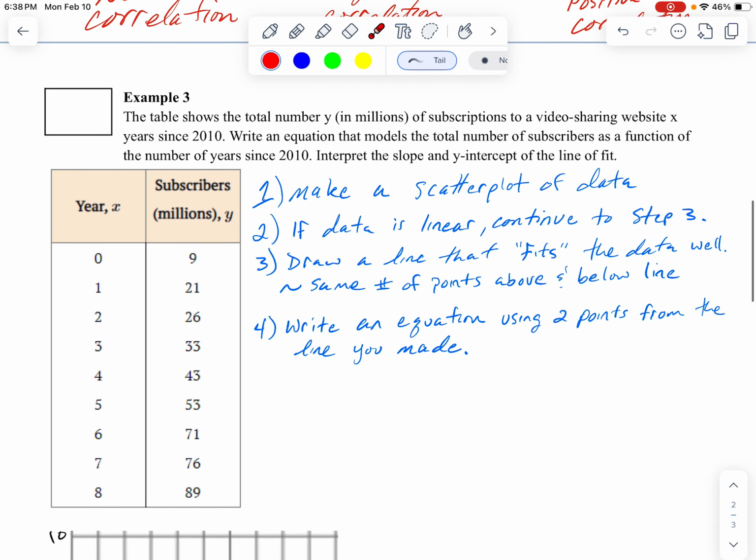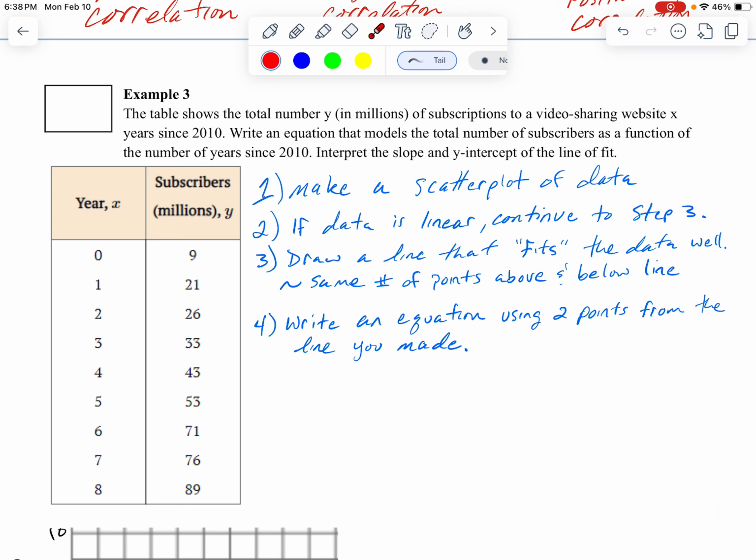Moving on to our final example, we are going to write the equation for a line of best fit. We're going to start with a little bit of information here and just read this first and think through the process, and then we'll actually do it.